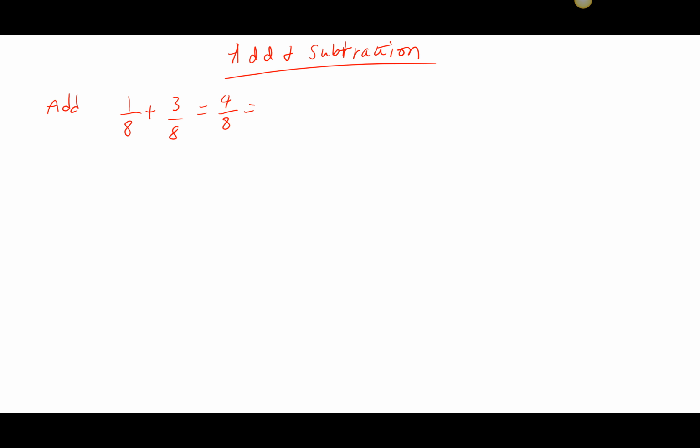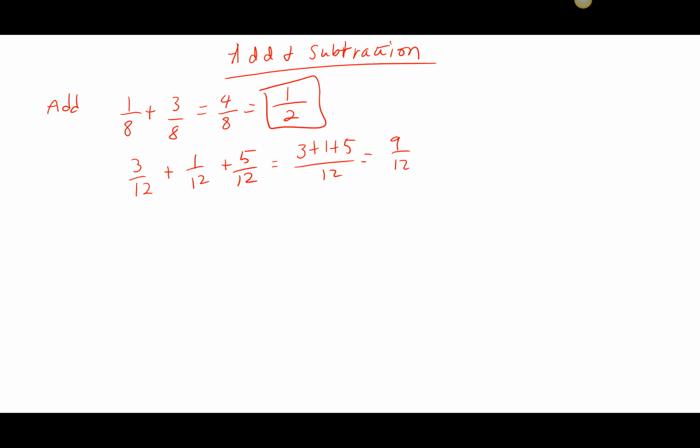Reduce it, 2 will go into 4, 2 times 2 is 4, so that's going to be 1/2. Okay, 1/2. What if we had 3/12 plus 1/12 plus 5/12? Well, notice all these denominators are the same, so we can just add them. So it's going to be 3 plus 1 plus 5 divided by 12. So that's going to be 9/12.